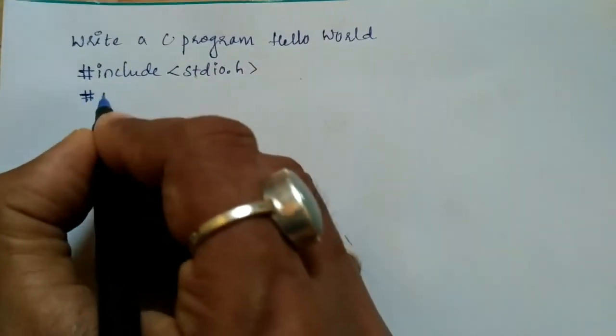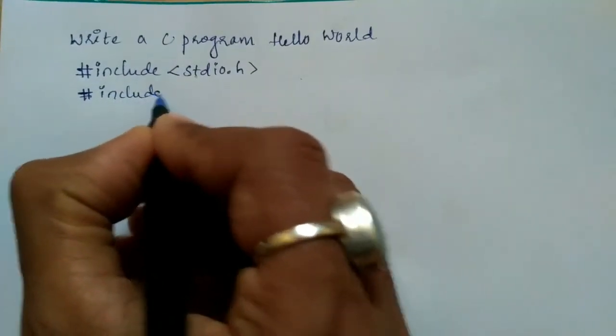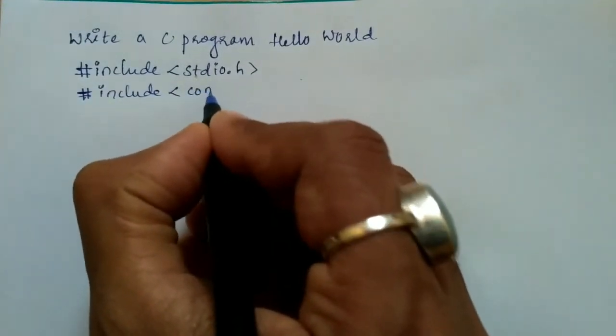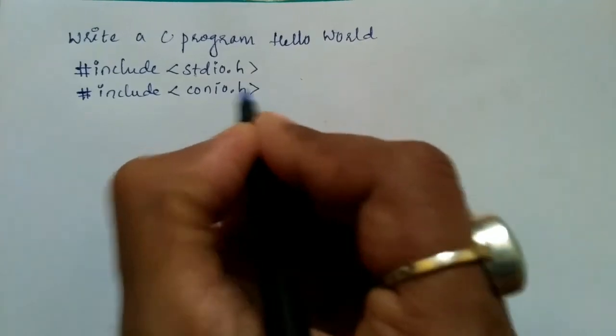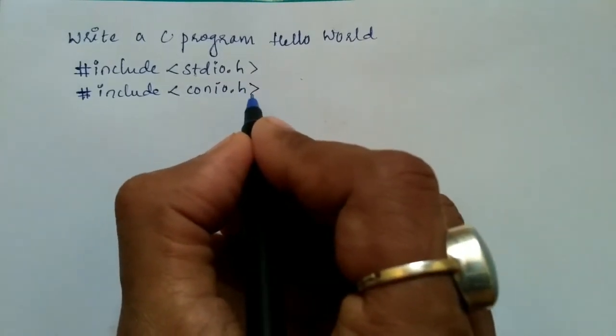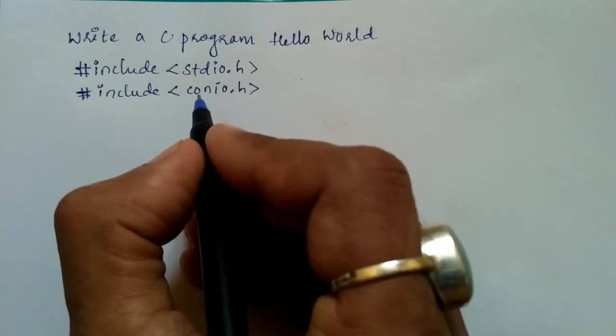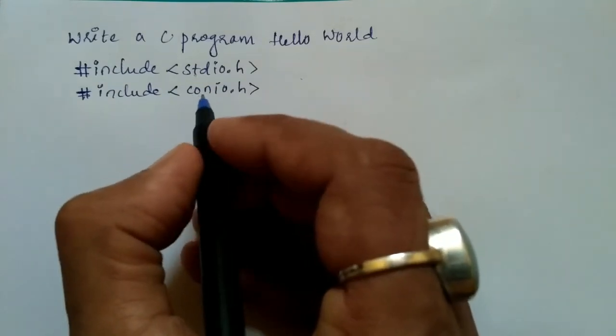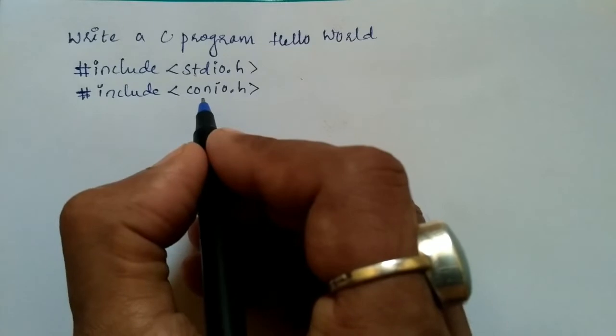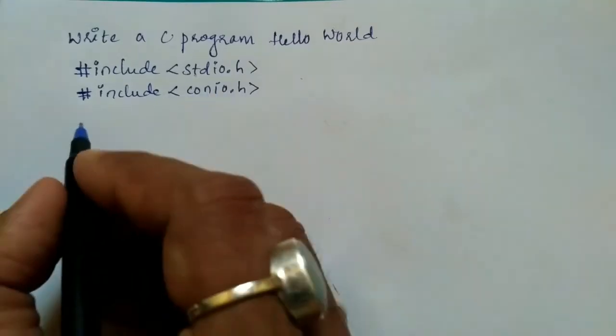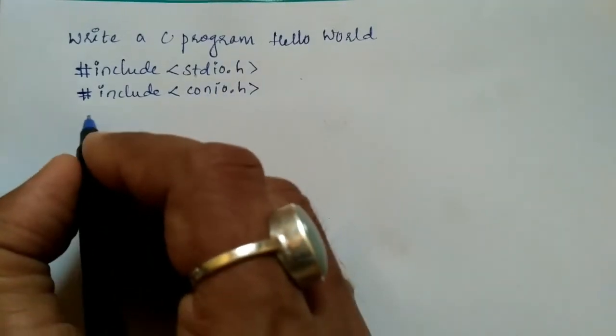Next header file is hash include, and in angular braces we are going to write conio.h, so that is console input output.h header file. Both of these two header files are to be included because we are going to use some of the objects and functions present in these two header files in our program.